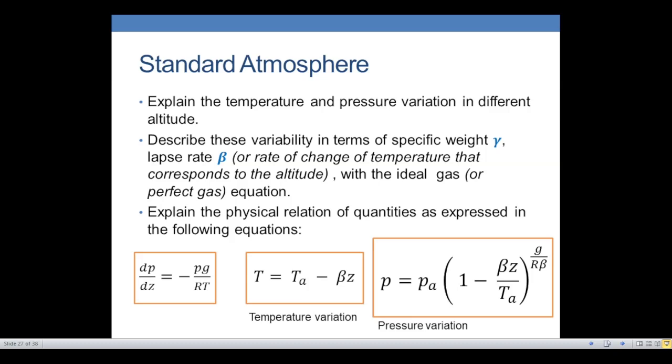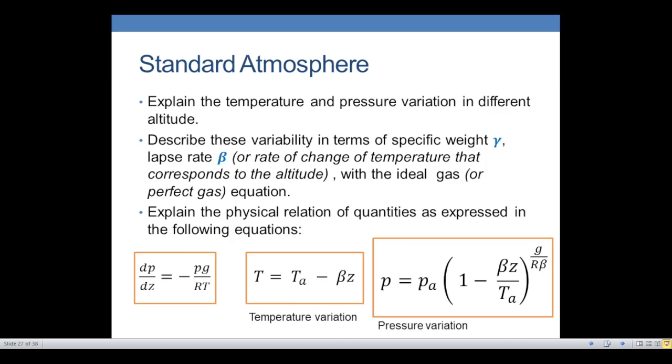specific weight, the lapse rate, or the rate of change of temperature that corresponds to the altitude, and also with the utilization of the ideal gas or the perfect gas equation. And lastly, you're going to explain the physical relationship of quantities, as expressed in the following equations. So we have here the first equation that refers to the variation of pressure in accordance with the change of elevation, the dz, with the use of the perfect gas equation or the ideal gas equation.